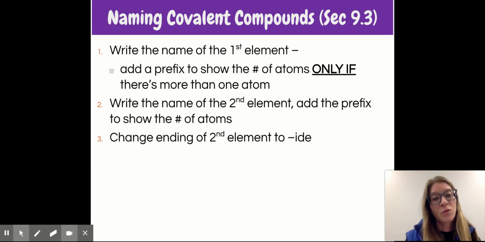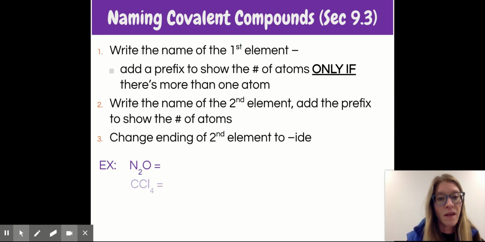And the last rule is for that second element, you always change the ending to "ide." So now instead of phosphorus, it would be phosphide if that was the second element in the example. All right, so again, if you want to add these to the back of your notes, if you've run out of space, or you can put it right under your naming rules.